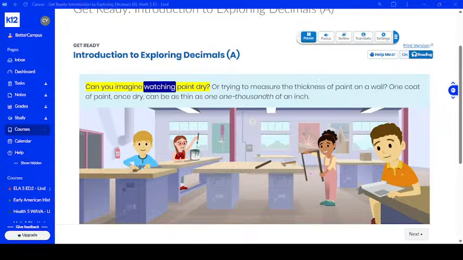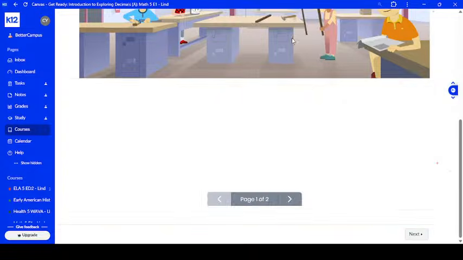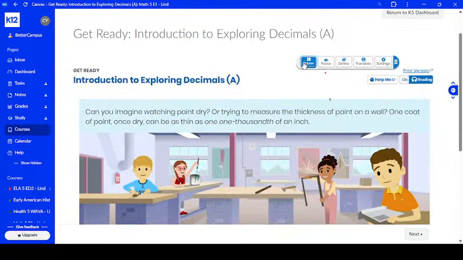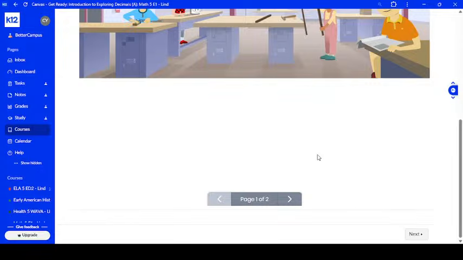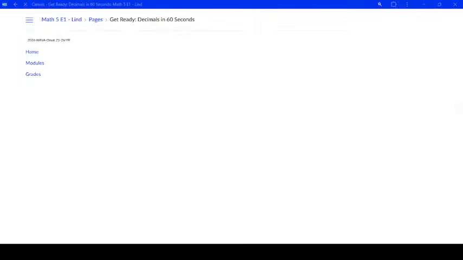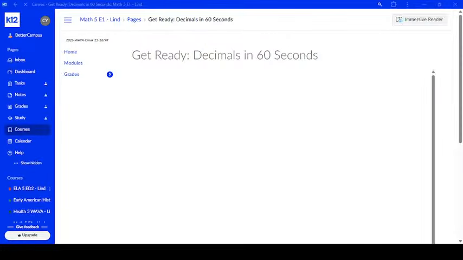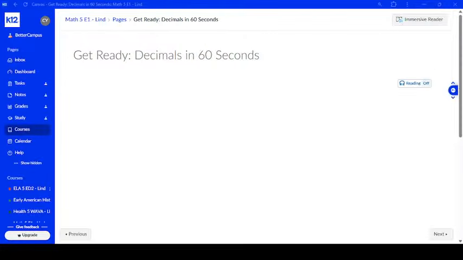Can you imagine watching paint dry? Or trying to measure the thickness of paint on a wall? One coat of paint, once dry, can be as thin as 1/1000th of an inch. Okay, let's watch a video.